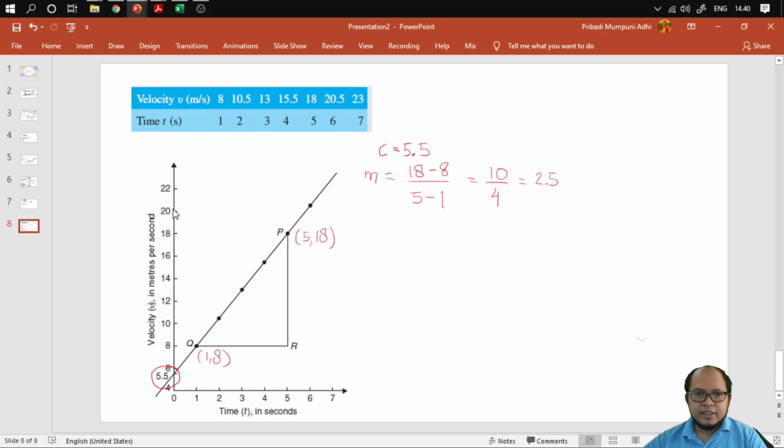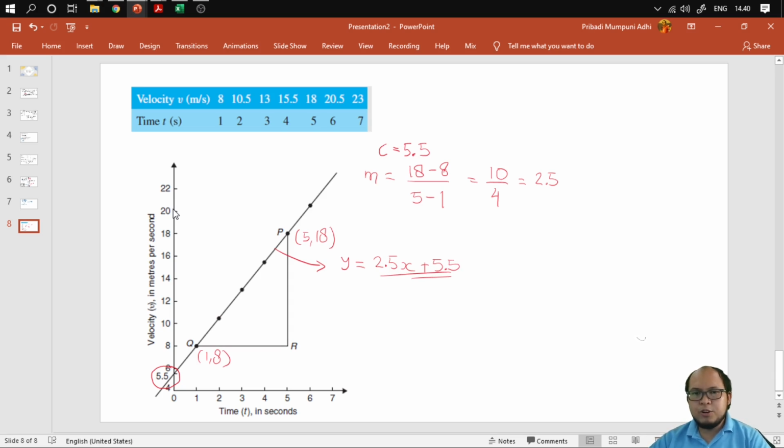It means this line will have the equation of 2.5x plus 5.5.